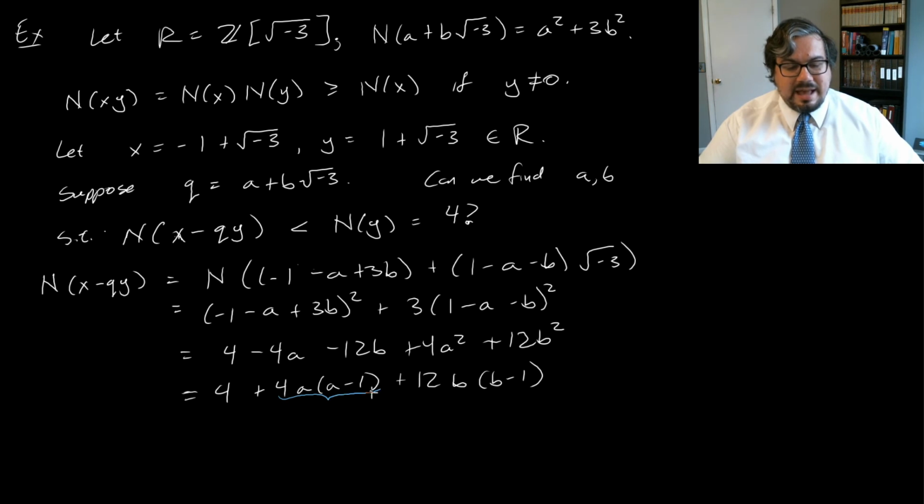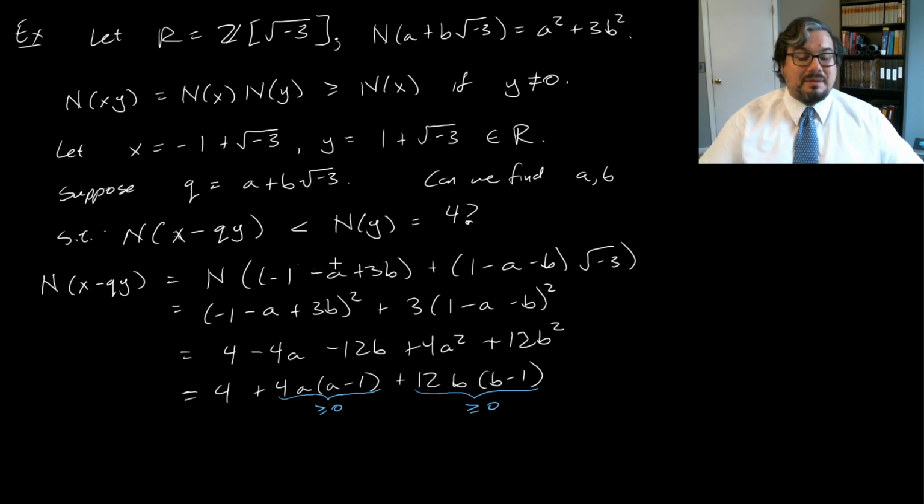Now, because the a and the b are restricted to being integers, we have that this term 4a times a minus 1 is greater than or equal to 0. If a is negative 1 or less, then a and a minus 1 are both negative, so their product is positive. If a is at least 2, then a and a minus 1 are both positive, and so their product is positive. And if a is equal to either 0 or 1, then the product a times a minus 1 is 0. So in any case, a times a minus 1 is greater than or equal to 0. And similarly for b times b minus 1.